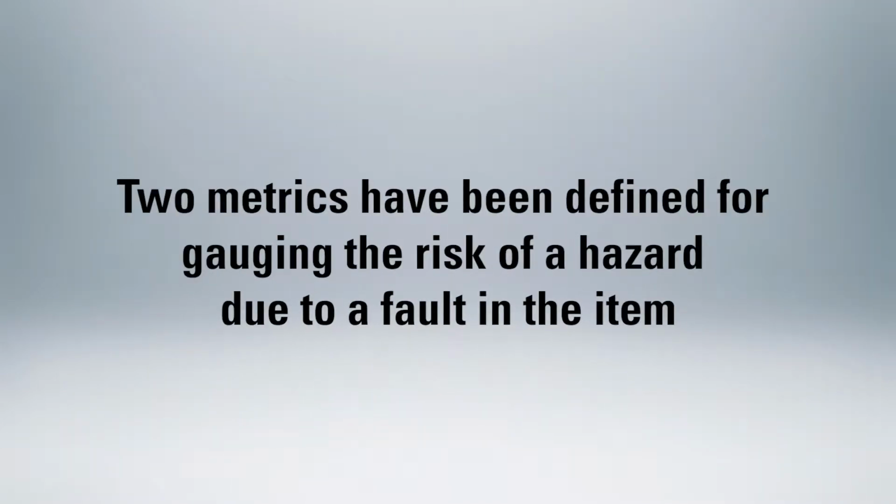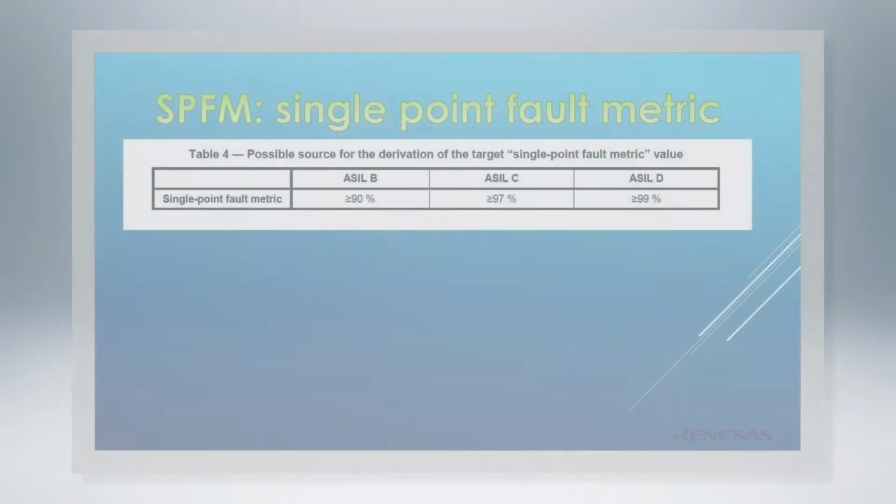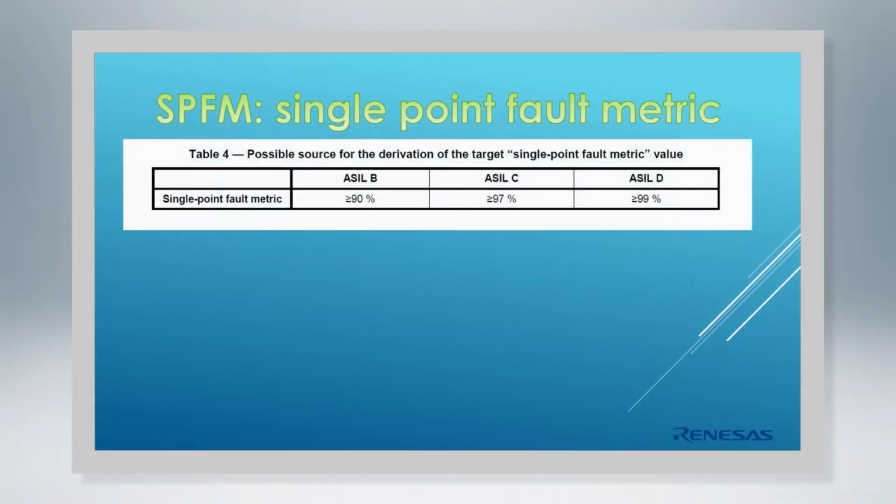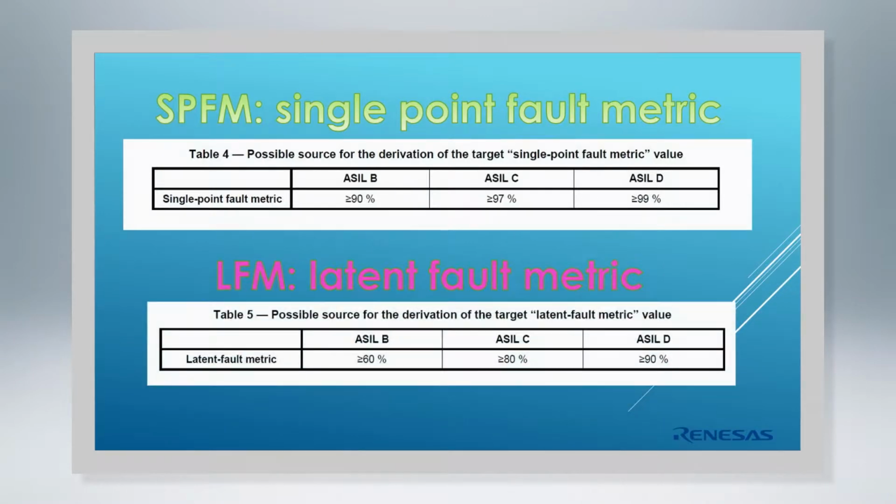Two metrics have been defined for gauging the risk of a hazard due to a fault in the item. A single-point fault is not detected by a safety mechanism and alone can lead to failure. A latent fault is a multiple-point fault whose presence is not detected by a safety mechanism and can lead to failure. These metrics, SPFM and LFM, are used to assess the effectiveness of the hardware architecture with respect to safety.